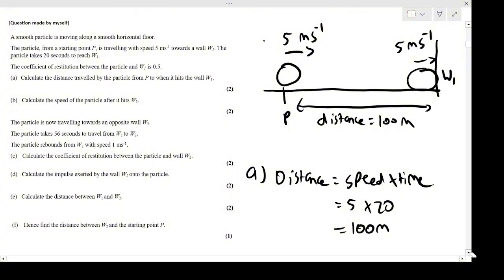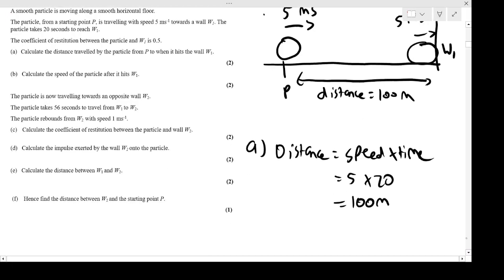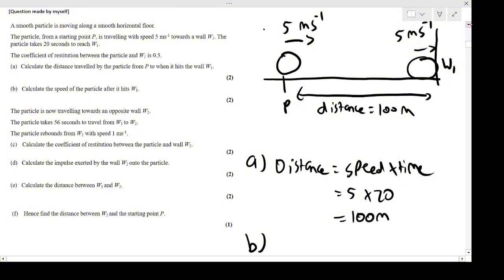Hopefully happy with that then. And so that's the idea. We're just going to be applying the formula to work out distance, time or speed or anything like that. Then in part B, it says calculate the speed of the particle after it hits wall 1.